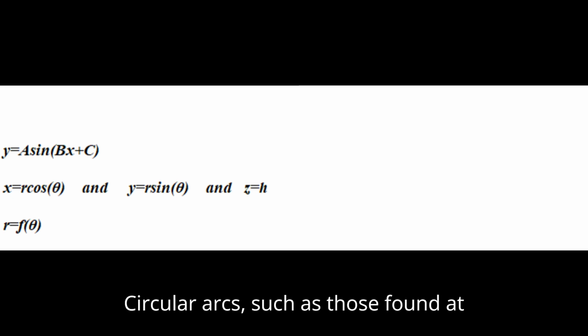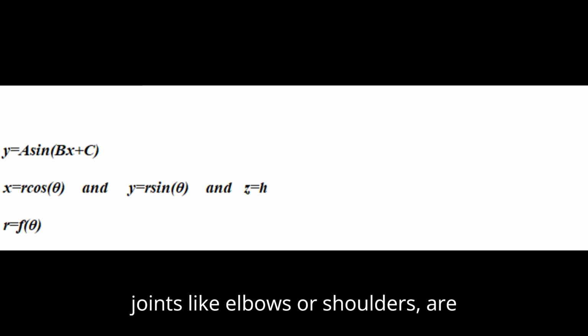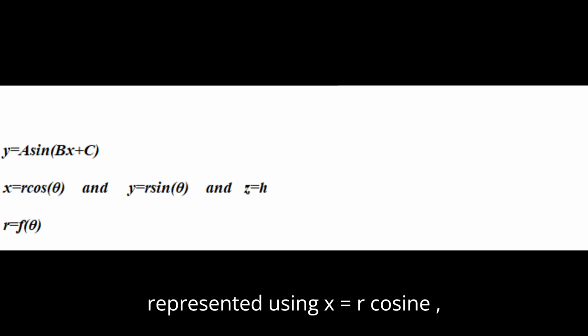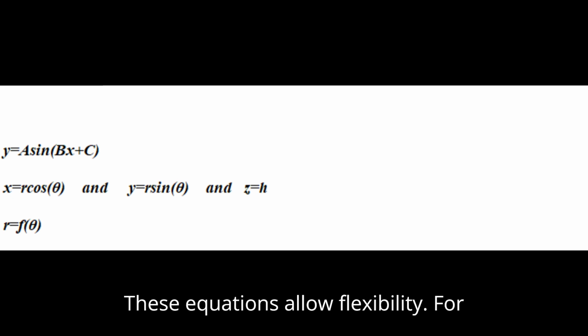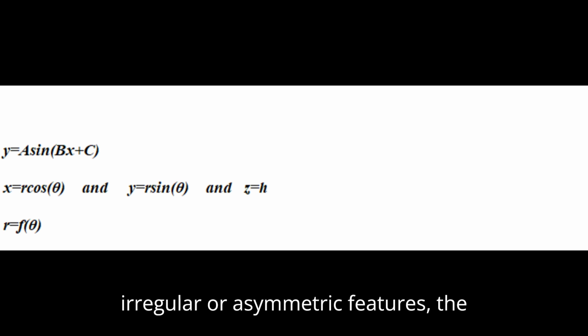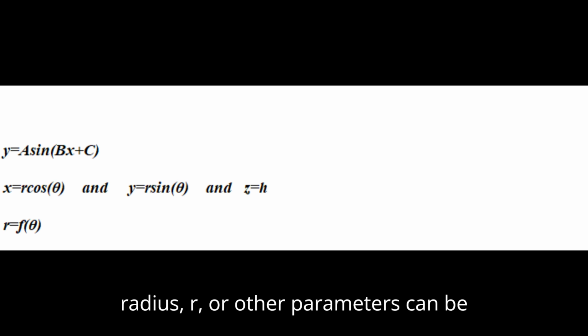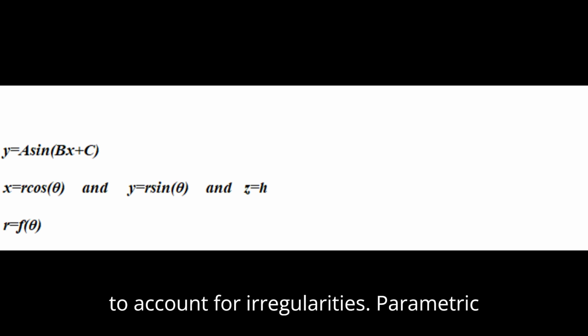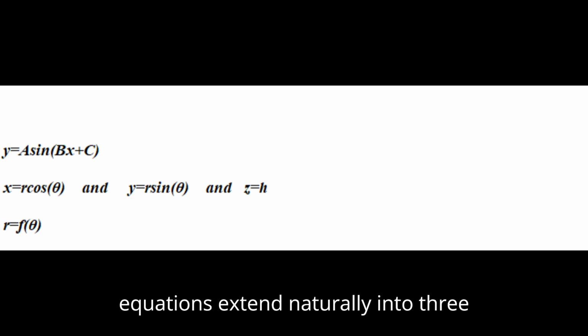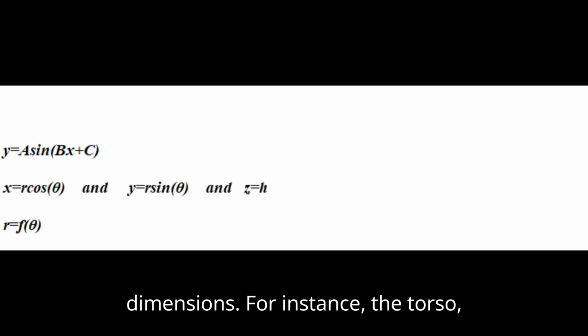Circular arcs, such as those found at joints like elbows or shoulders, are represented using x = r cos(θ) and y = r sin(θ), where r is the radius and θ, the angle. These equations allow flexibility. For irregular or asymmetric features, the radius, r, or other parameters can be functions themselves, varying dynamically to account for irregularities. Parametric equations extend naturally into 3 dimensions.